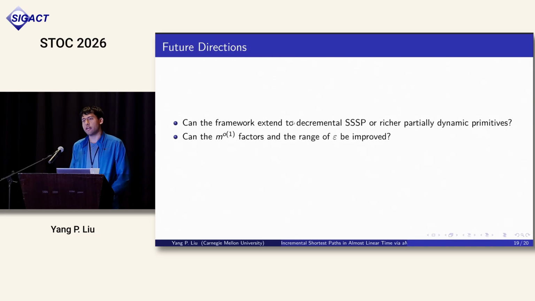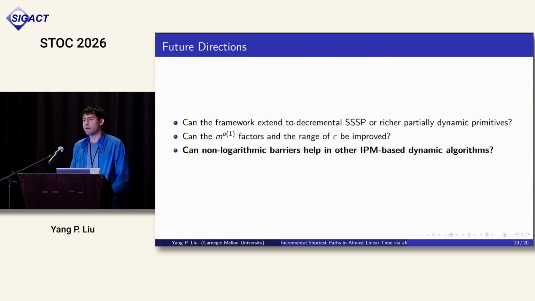And then, of course, can this m to the little o of 1 and this epsilon dependence be improved? And I think an interesting point is to study this high-powered barrier more. Are there other settings where it can be used? What made it possible that it could be used here to some benefit, but it hasn't really been seen anywhere else?